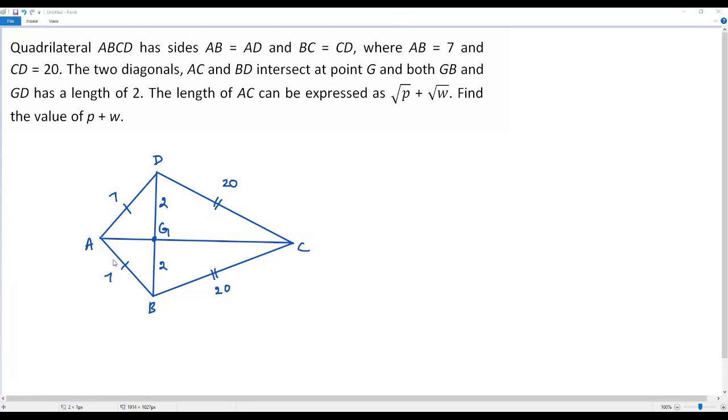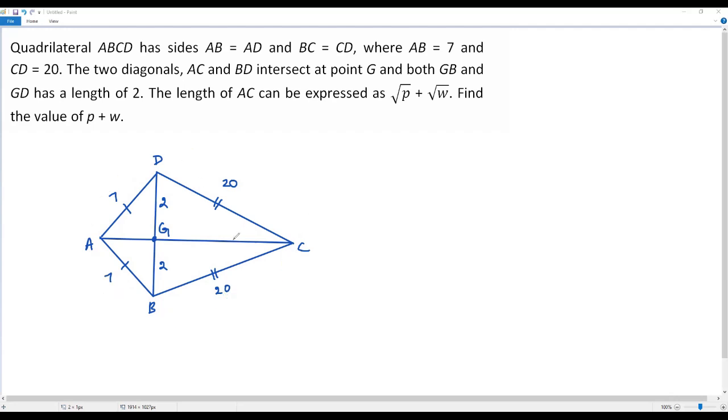Now let's consider the two sides of the quadrilateral AB and AD. These two sides are next to each other, so we can say AB and AD are adjacent sides. And these two adjacent sides are equal in length, so AB and AD are congruent. The same we can say for the sides BC and CD: they are next to each other, so they are adjacent sides, and they are equal in length. This quadrilateral ABCD has two pairs of adjacent congruent sides. AB and AD is one pair and the other pair is BC and CD.